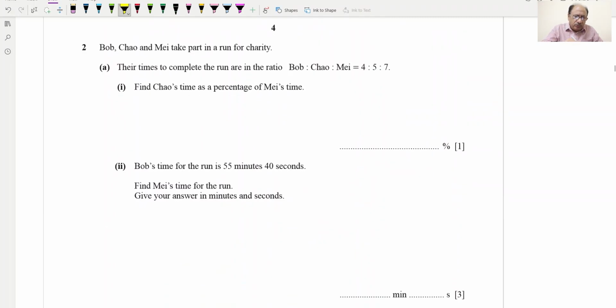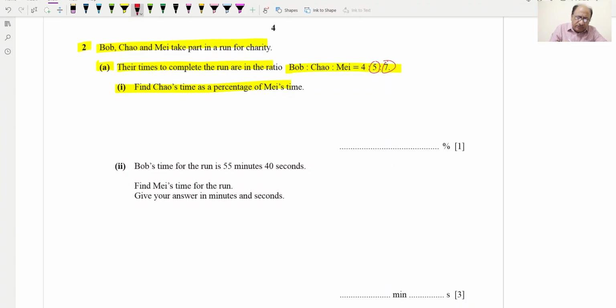Now question number 2. Question 2 says Bob, Joe and Mai take part in a run for charity. Their times to complete the run are in the ratio given here. Find Joe's time as a percentage of Mai's time. Joe's time is this middle one, as a percentage of Mai's.